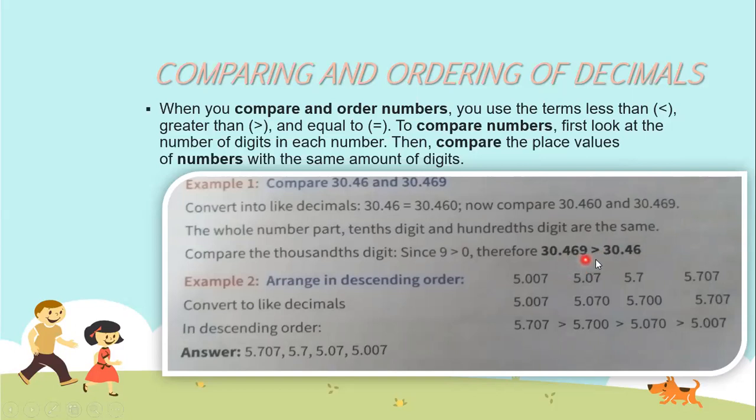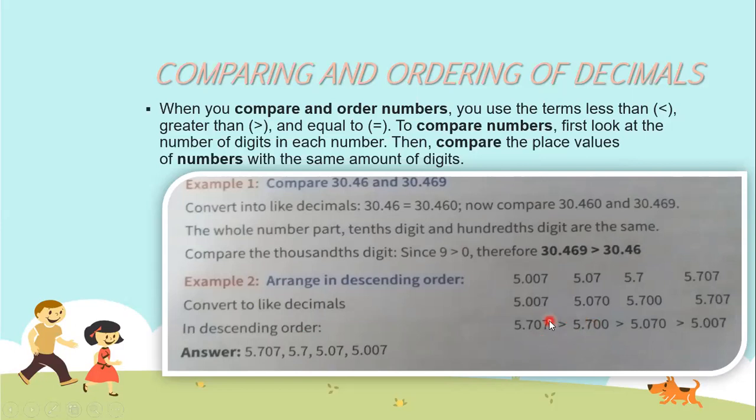So now you can say 30.469 is greater than 30.46. Next, in the same way, arrange in ascending order. Now here they have given 5.007, 5.07, 5.7, 5.707. What you have to do is convert them to like decimals. Three decimal places are there, so only these two you have to convert: 5.070 and 5.700. Now you can compare easily.